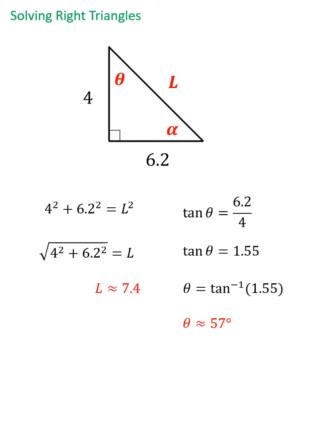So what unknown is left? I still don't know alpha. Could I use tangent in a similar way to find alpha? I could. Could I use sine or cosine in a similar way to find alpha? Well, I could now that I know what L is. But why do any of that when I can simply use the angles must add to 180 rule to find alpha? And that led me to approximately 33 degrees.